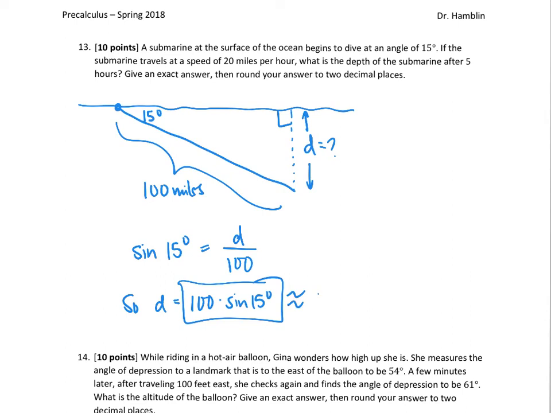Now the approximate answer we would get by typing sine of 15 degrees into our calculator, which is going to give us 0.258819. Multiply that by 100, that's going to give us 25.8819. We're asked to round to 2 decimal places, so that's going to be 25.88 miles.